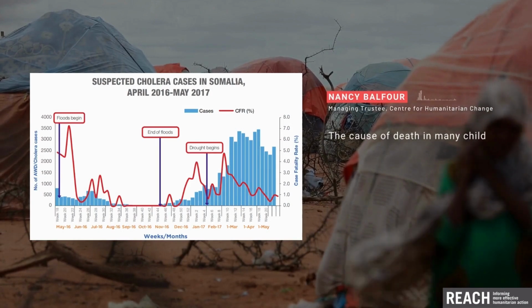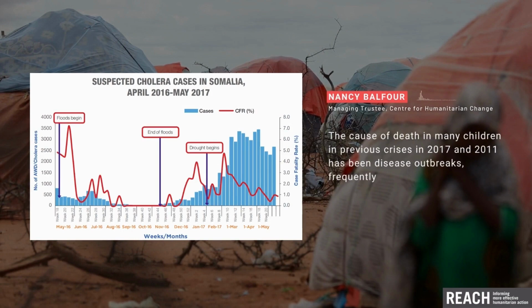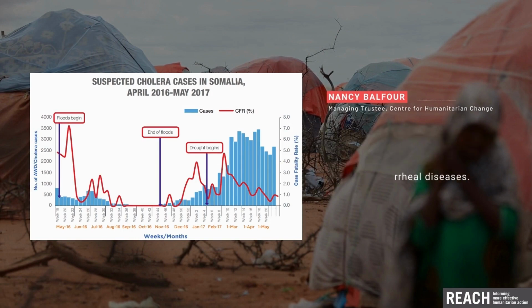The cause of death in many children in previous crises in 2017 and 2011 has been disease outbreaks, frequently diarrheal disease.